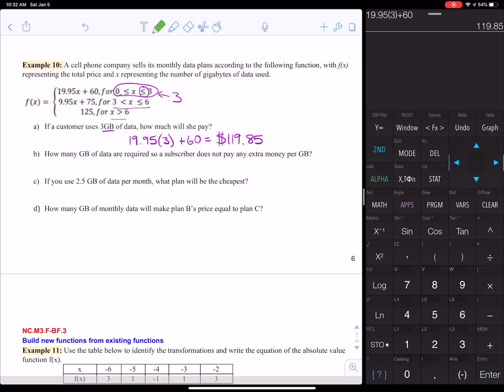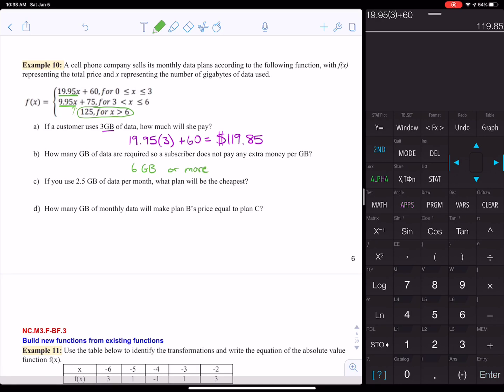Let's look at B. B says how many gigabytes of data are required so a subscriber does not pay any extra money per gigabyte. So if we look at our function, the per gigabyte amounts are right here in front of x. The first one says you have to pay $19.95 per extra gigabyte. And then the next one says you have to pay $9.95 per gigabyte, because the gigabytes are the x's right there. But the last one says if you have more than 6 gigabytes, you just pay one rate of $125. So that is the one where we would say 6 gigabytes are required.